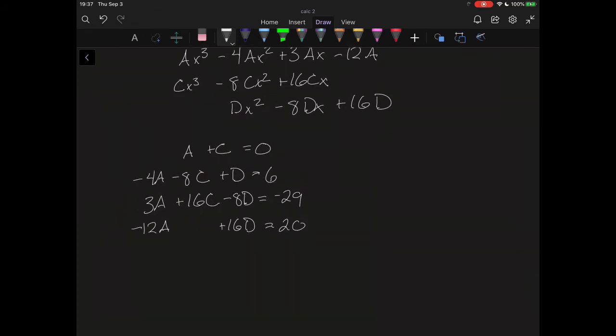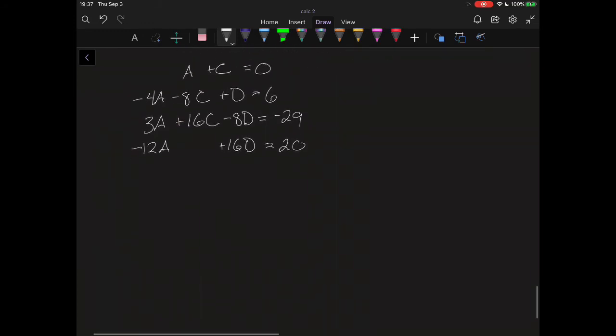So now that we have all of this information, we can go ahead and solve this for a, c, and d, which is really nice because we have 4 equations with 3 unknowns, so we can actually solve this in a much more versatile way. So the first equation, let's label them 1, 2, 3, and 4. The first equation tells us that A is equal to negative C.